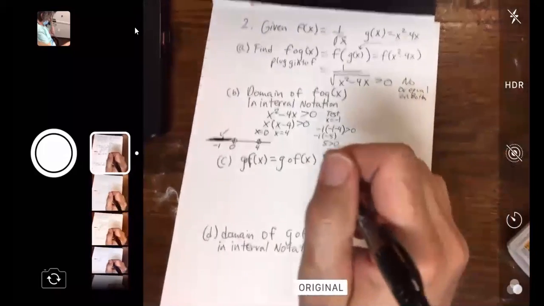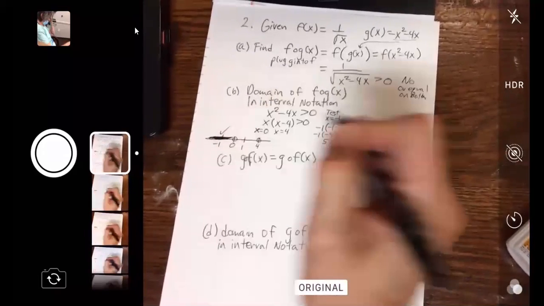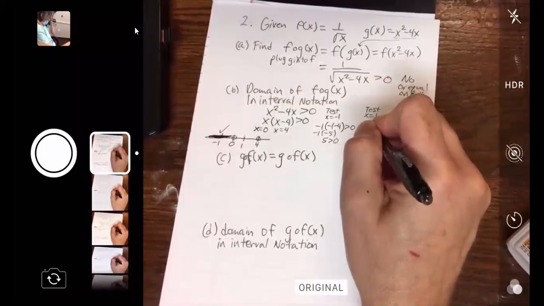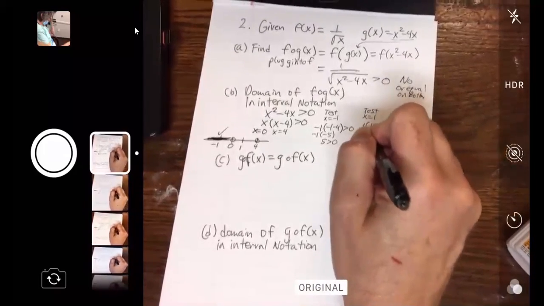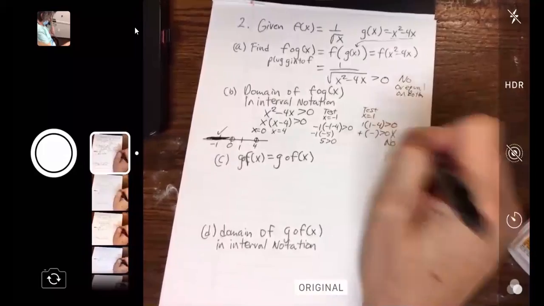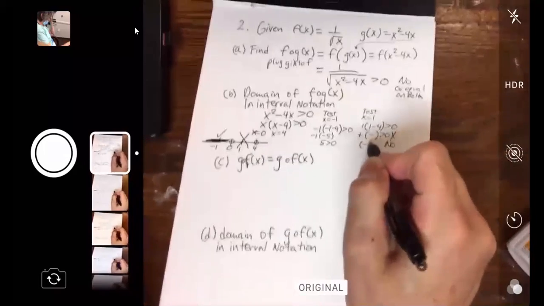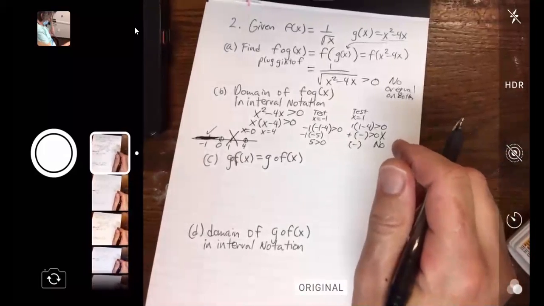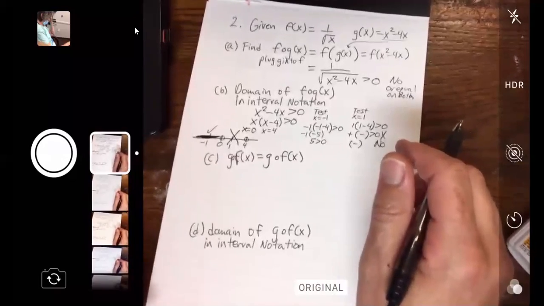Are we going too fast? No. So somewhere in the middle here, I guess I'll go with 1. Test x equal 1. That'll give me 1 times 1 minus 4 greater than 0. Well, my 1 is positive and 1 minus 4 is negative. Greater than 0? No, because a positive times a negative is negative, and that's not greater than 0. It's less than 0. So then I'm going to test x equal 5, I guess.